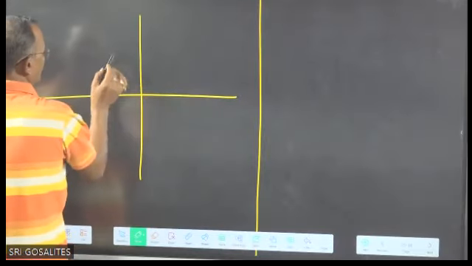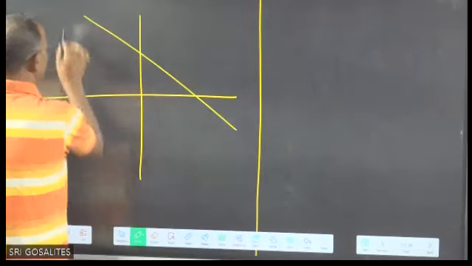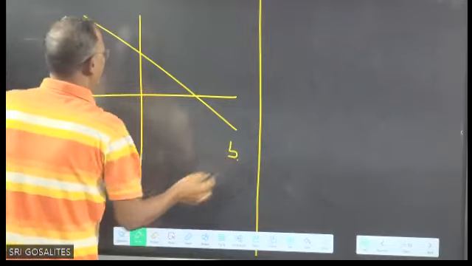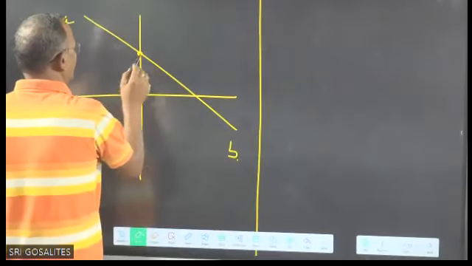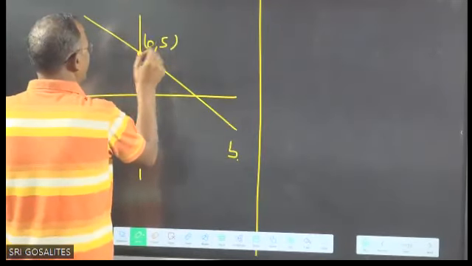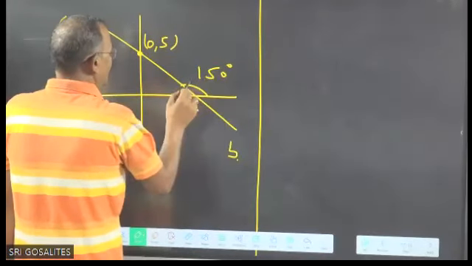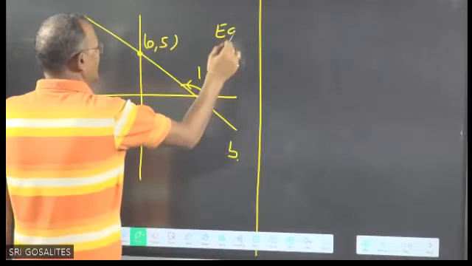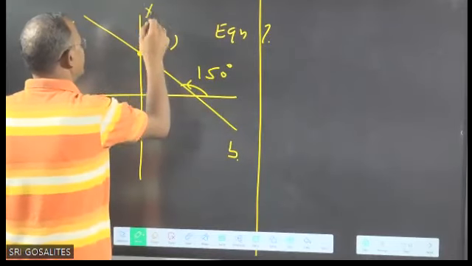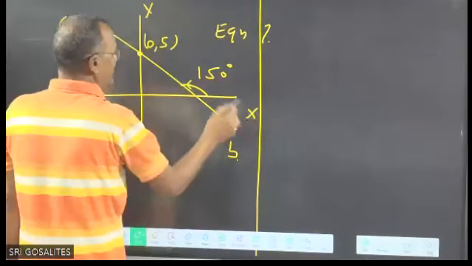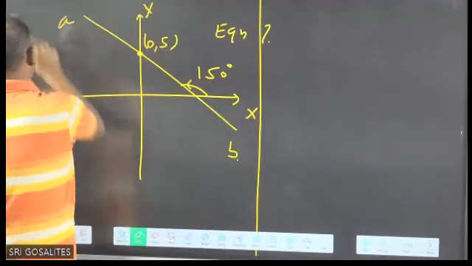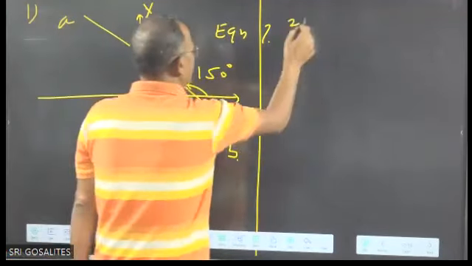Suppose I take this line AB, right? These coordinates are 0, 5 and this angle is 150 degrees. Come on, write the equation of this line. This is y, this is x. First.